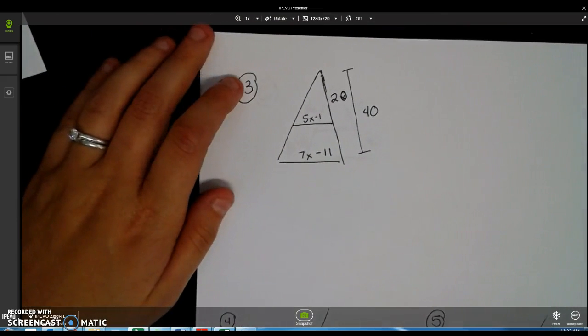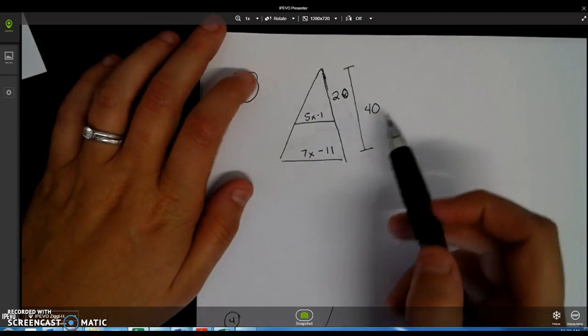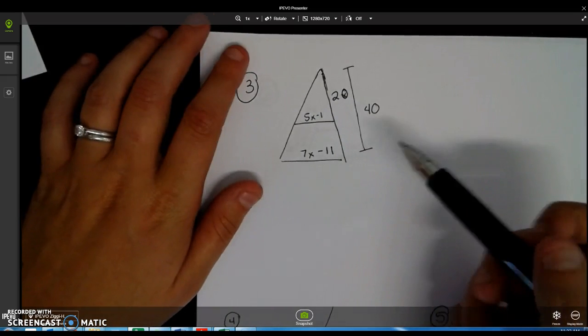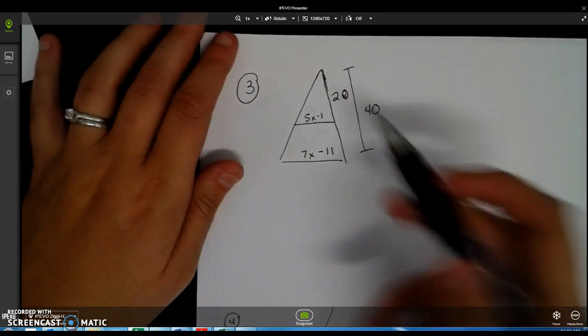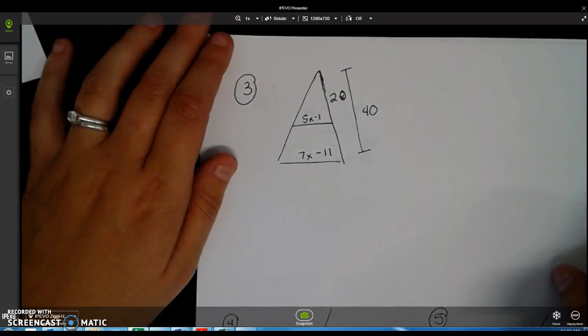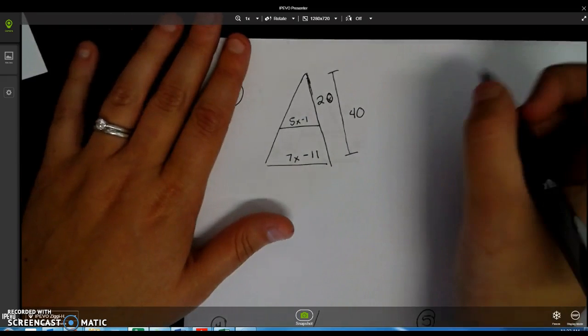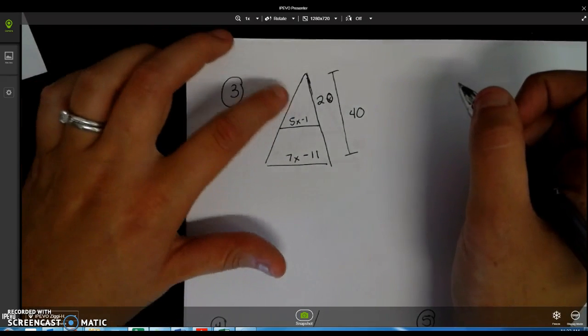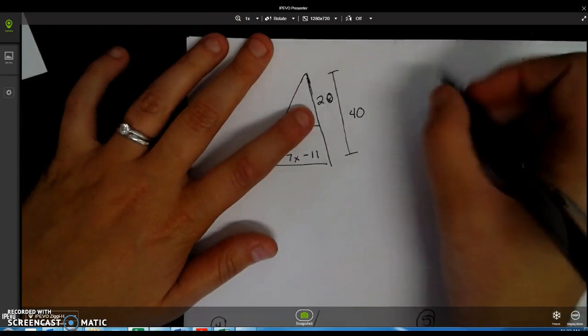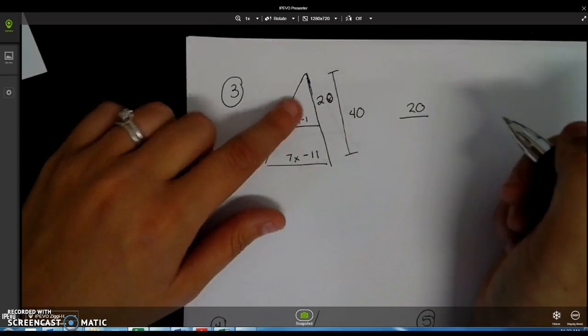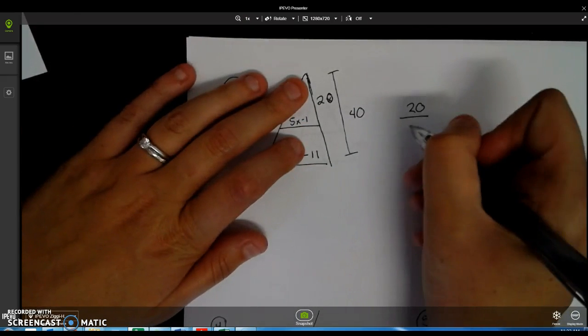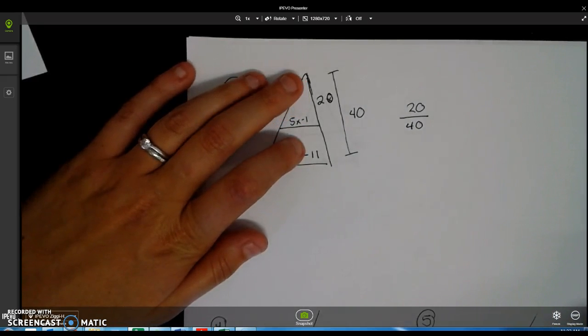On to number 3. Okay, so now I have to compare my big triangle to my smaller triangle, right? This is the same type of problem, but now it's written a little differently. My triangles are inside each other. So my smaller triangle on the side has 20, and the bigger triangle on the same side has 40, so I can compare it just like that.